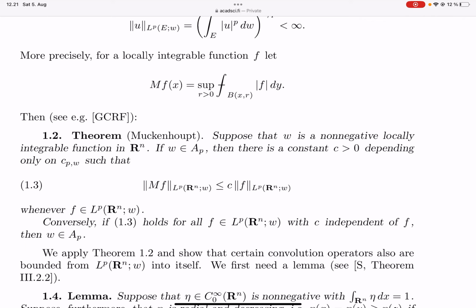Suppose that omega is a non-negative locally integrable function in R^n. If omega is an A_p weight, then there is a constant which depends only on the weight and this parameter p, such that the maximal function is bounded from L^p to L^p. The L^p norm of the maximal function is bounded by that constant times the L^p norm of the function you started with, for all f. And conversely, if this boundedness holds for all functions with some C independent of f, then the weight belongs to A_p. So this is an if and only if condition, which again makes them natural objects.